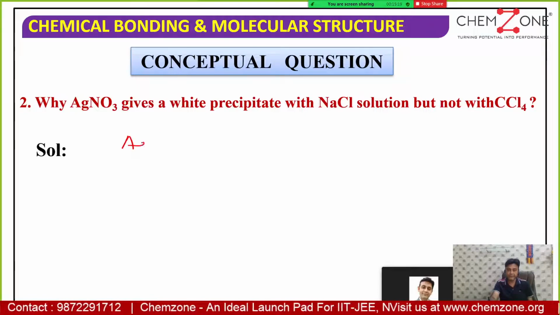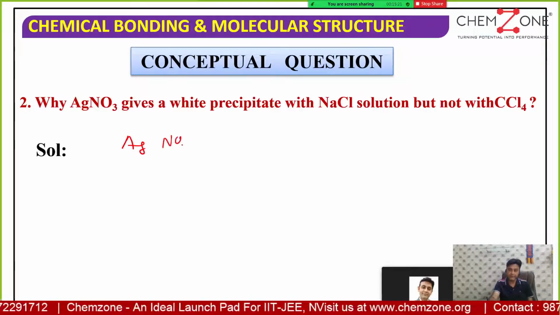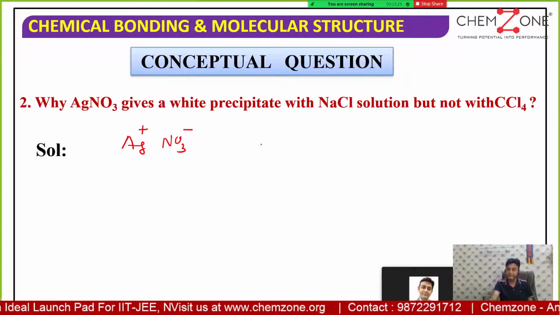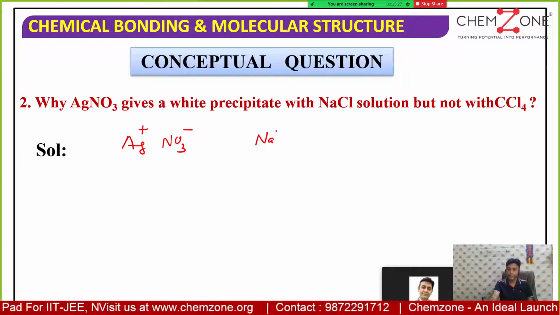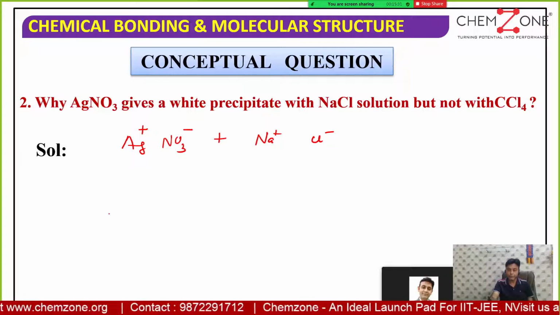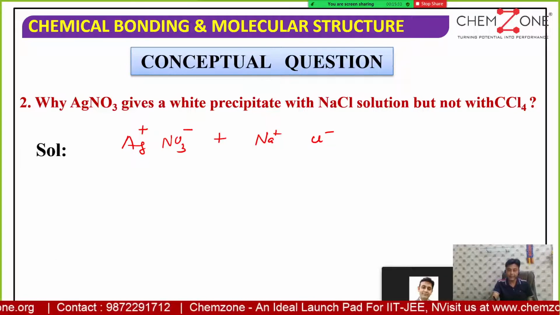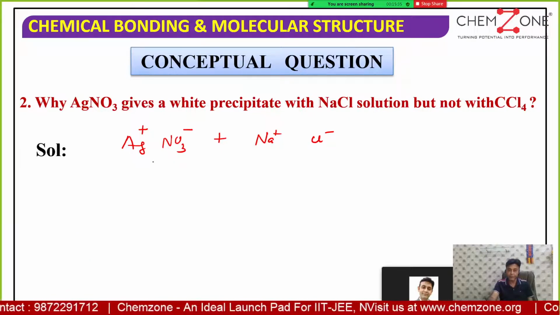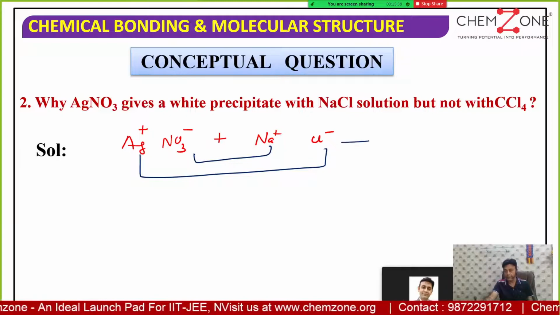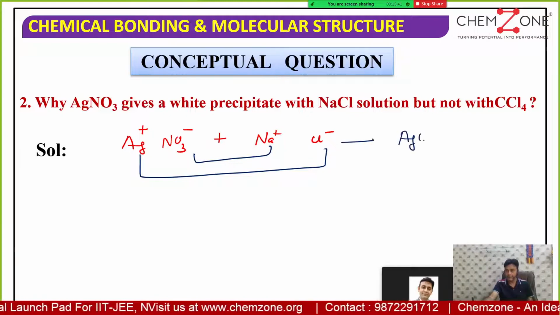See, this silver nitrate in the aqueous medium will dissociate like this. And sodium chloride also dissociates like this. When we add the two, their ions will be exchanged between the two, forming silver chloride and sodium nitrate. We don't need to break any bond, right?